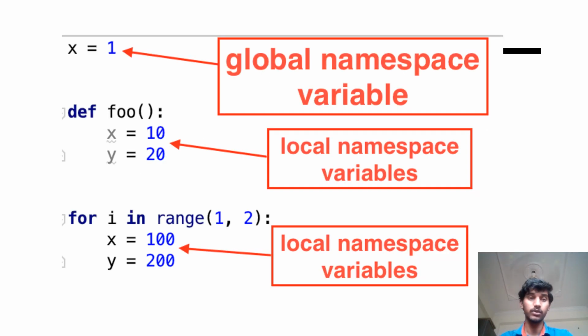Here we have an example of namespace variables. x equals 1 is considered a global namespace variable, and within it exist two local namespace variables. One is in the function and the other one is in the for loop: in the function, x equals 10 and y equals 20, or in the for loop, x equals 100 and y equals 200.